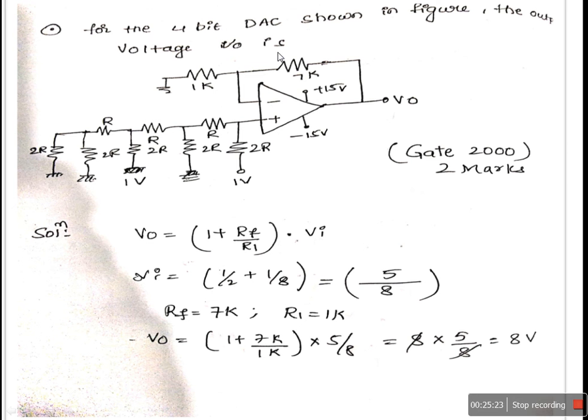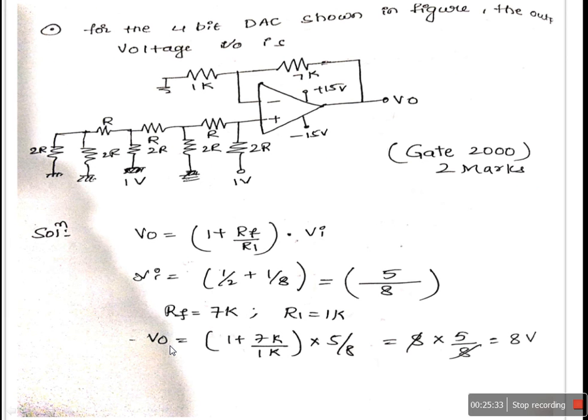And here the RF value is 7K and the R1 value is 1K. So if you substitute all the values, you get V0 equal to 1 plus RF, which is 7K, by R1, which is 1K, into Vi, which is 5 by 8. So you are getting 5 volts. 8 and 8 get cancelled and the output voltage is 5 volts.